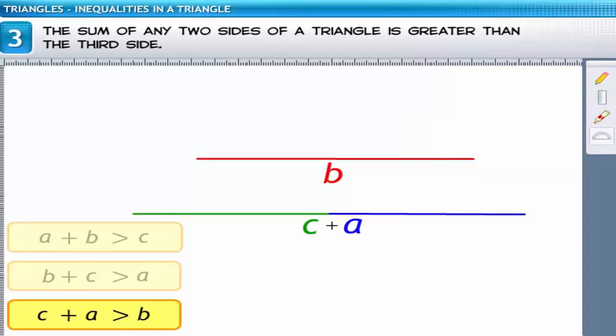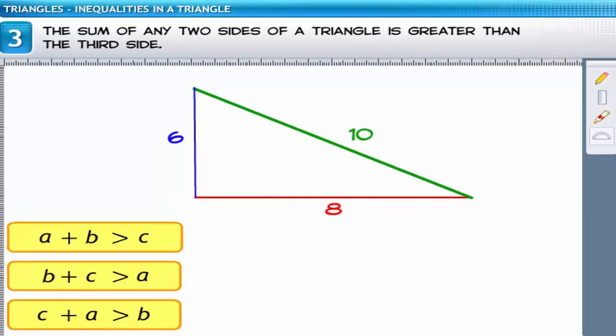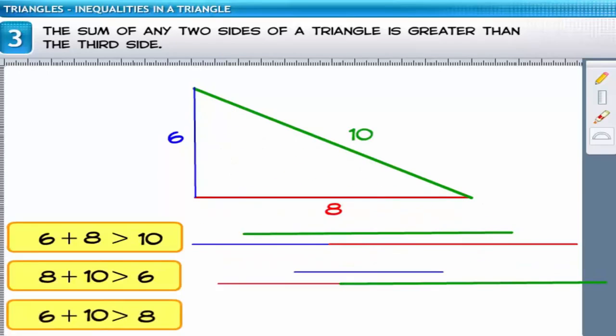Let's verify this through an activity. We will use the same example we have used for the other theorems. Let's substitute the sides A, B and C with 6, 8 and 10 respectively. If we consider two sticks at a time and add their lengths, we observe the following.